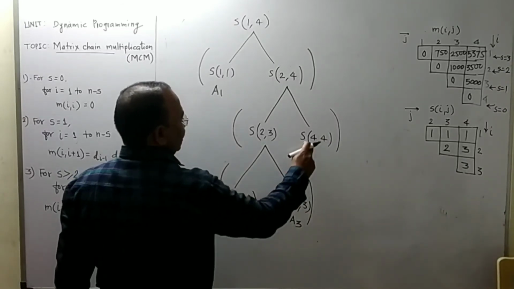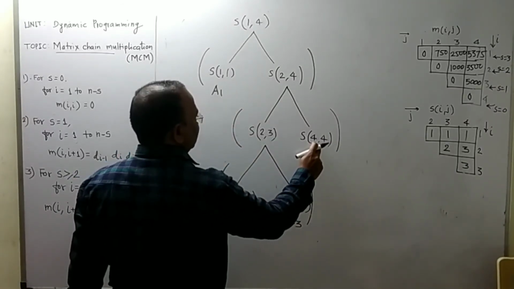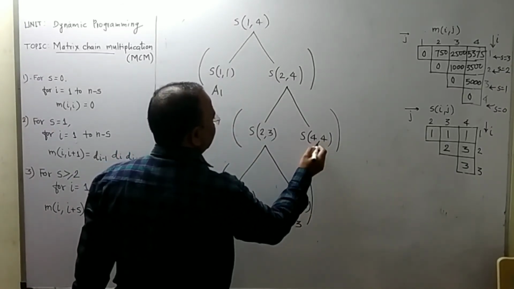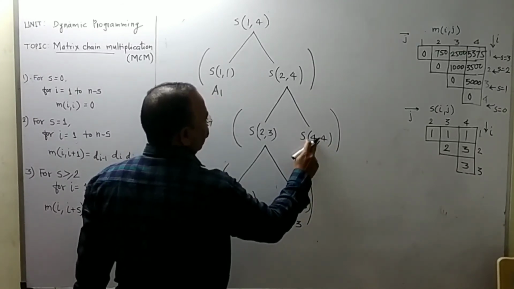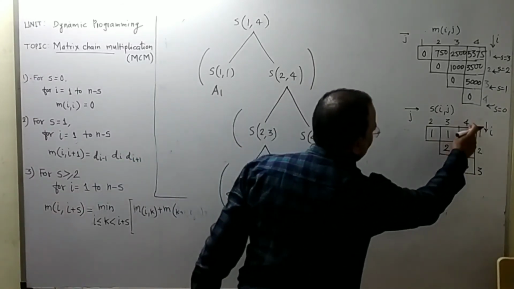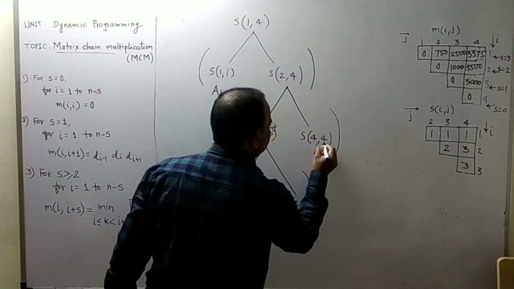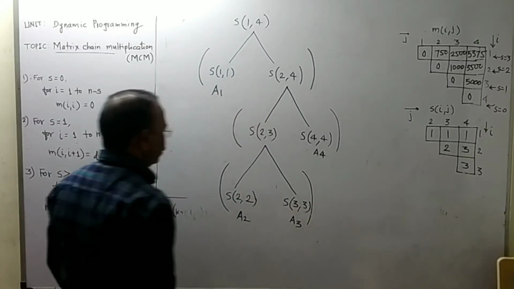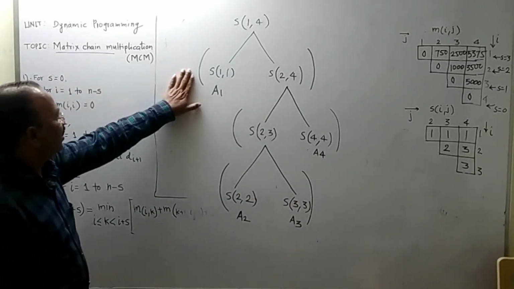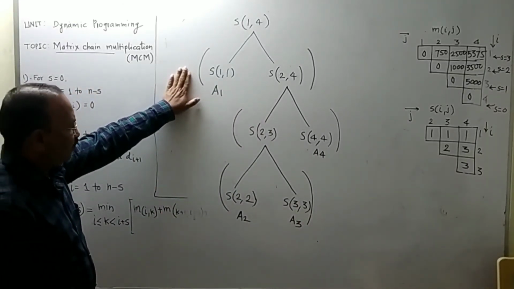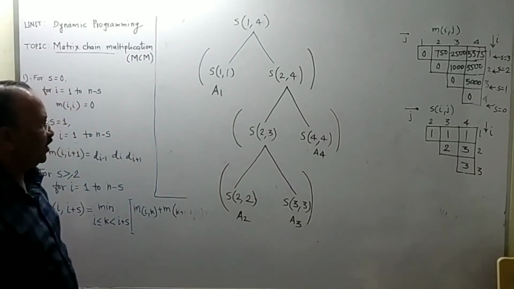Now this right child is left. Now check cell 4 4 in S table. There is no such cell in S table, so that's why write here A j, that is 4. So in this way we have developed the tree, and from this tree we have to show the optimal parenthesization.